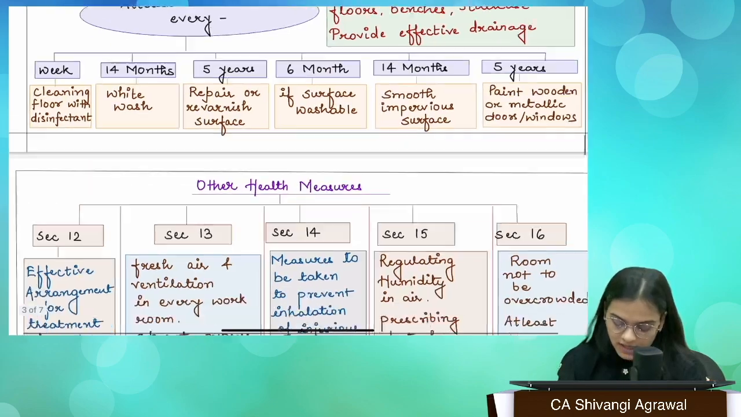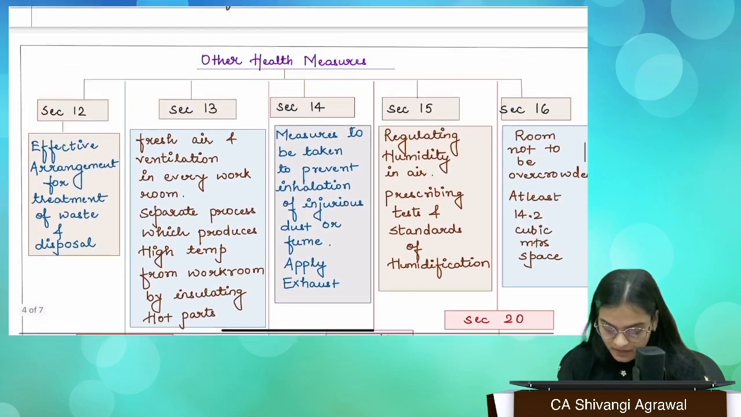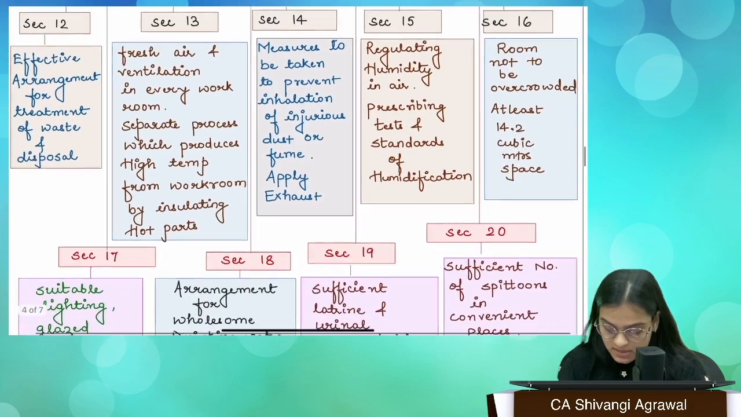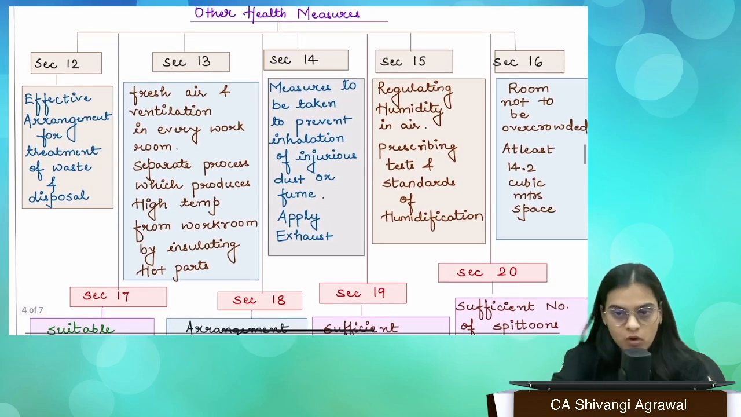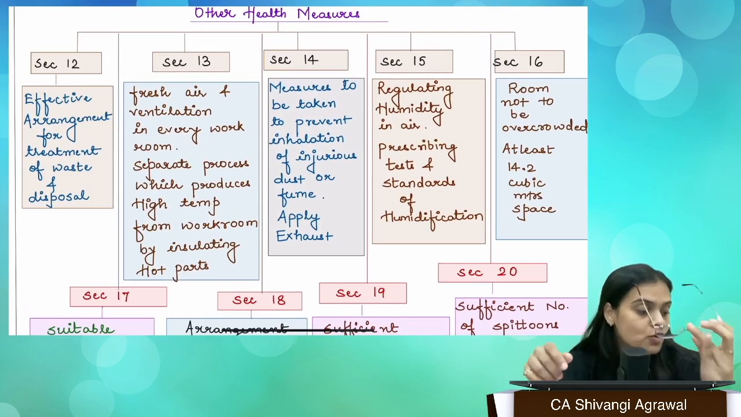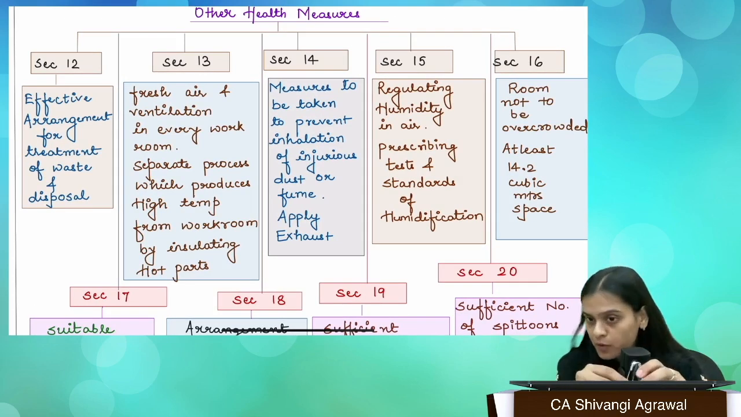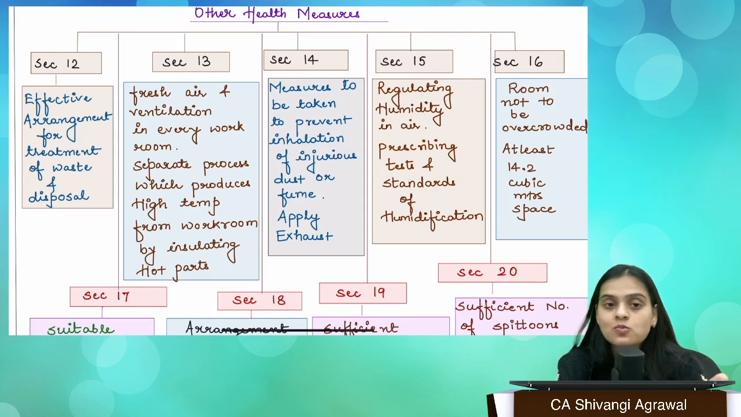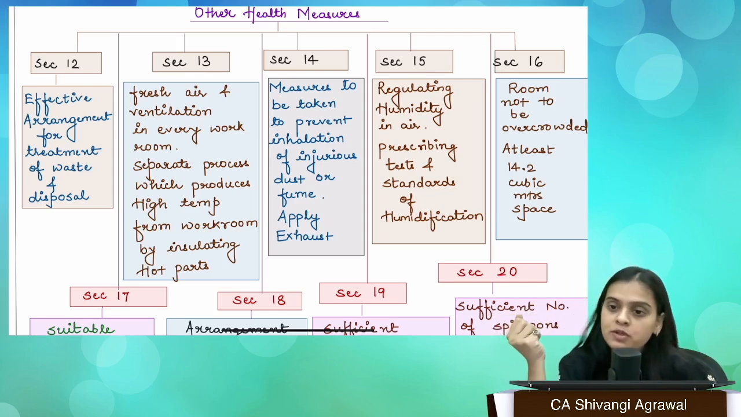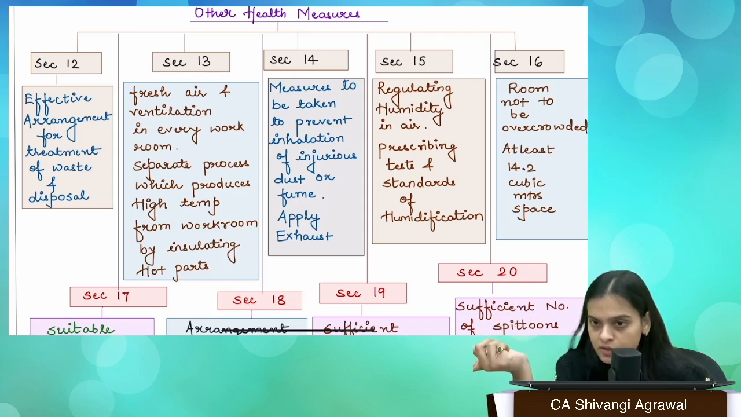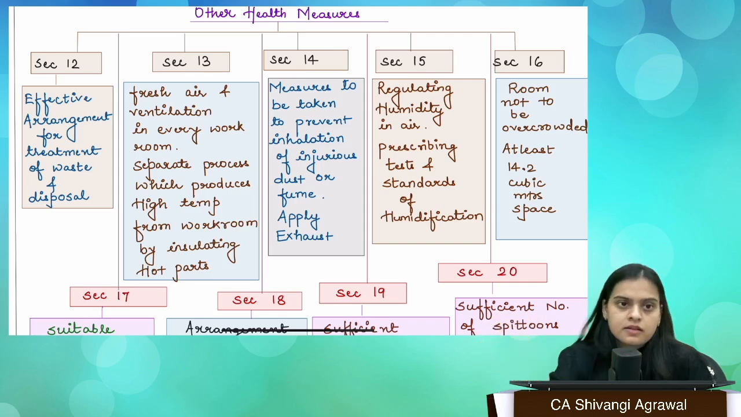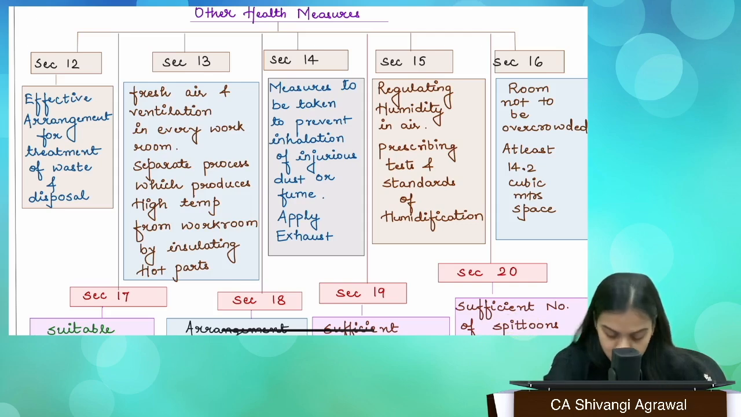The next section that we have, section 12. In fact, this was the section which was actually the biggest one. Other health measures sections are very small. Section 12 talks about disposal of waste and effluents, right? So whatever waste is being generated by the factory, that has to be disposed of. So what measures have you taken for the disposal, right? So there has to be an effective arrangement for the same.